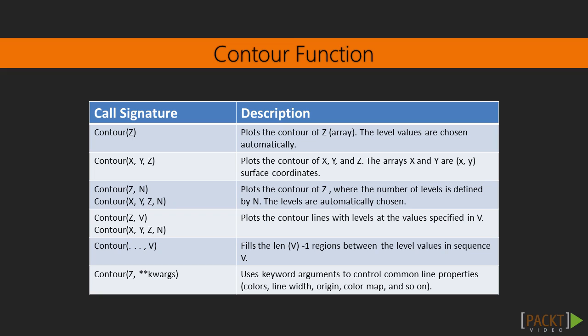There exist certain constraints in the dimensionality and shape of x, y and z. For example, x and y can be of 2 dimensions and of the same shape as z. If they are of 1 dimension, such that the length of x is equal to the number of columns in z, then the length of y will be equal to the number of rows in z.